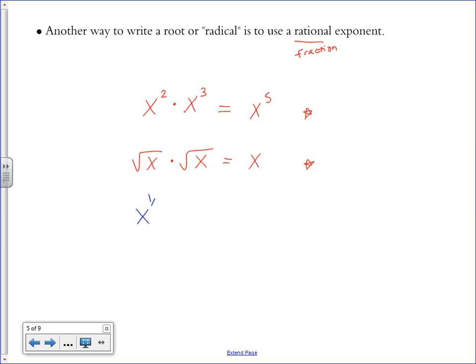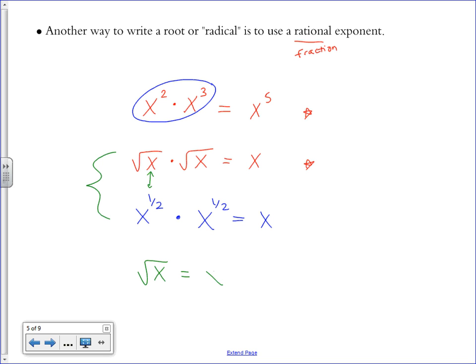If I write x to the 1/2 power multiplied by x to the 1/2 power, and I follow this rule, when you multiply 2 powers together that have the same base, add the exponents. 1/2 plus 1/2 equals 1. So this would just equal plain old x to the 1 power, or x. And then if you look at these 2 statements taken together, the square root of x times the square root of x equals x, and x to the 1/2 times x to the 1/2 equals x. Well, then it must be true that these 2 statements are equivalent to each other. And so it's true to rewrite the square root of x as x to the 1/2 power. These two things mean the same thing.